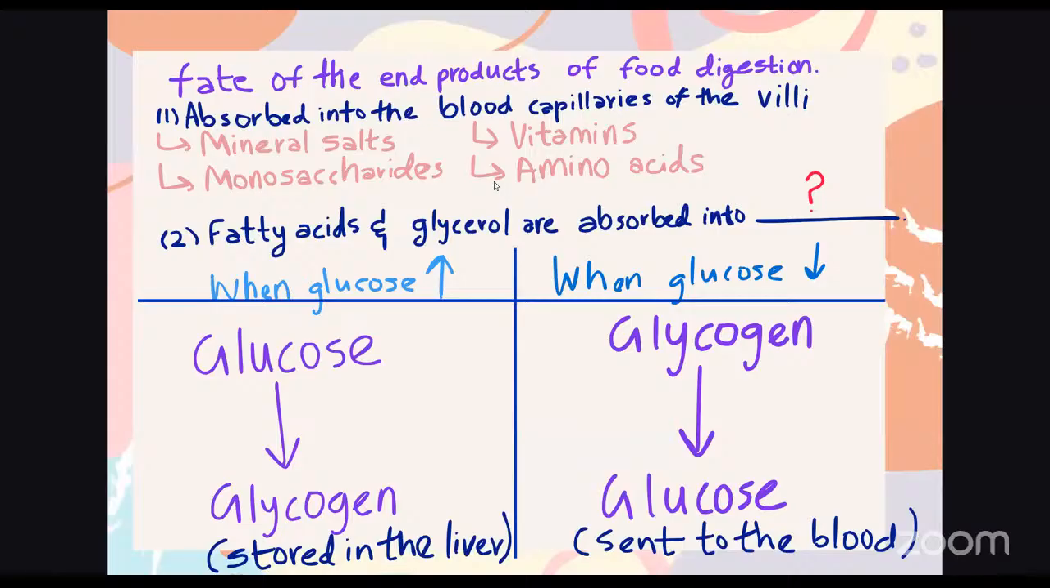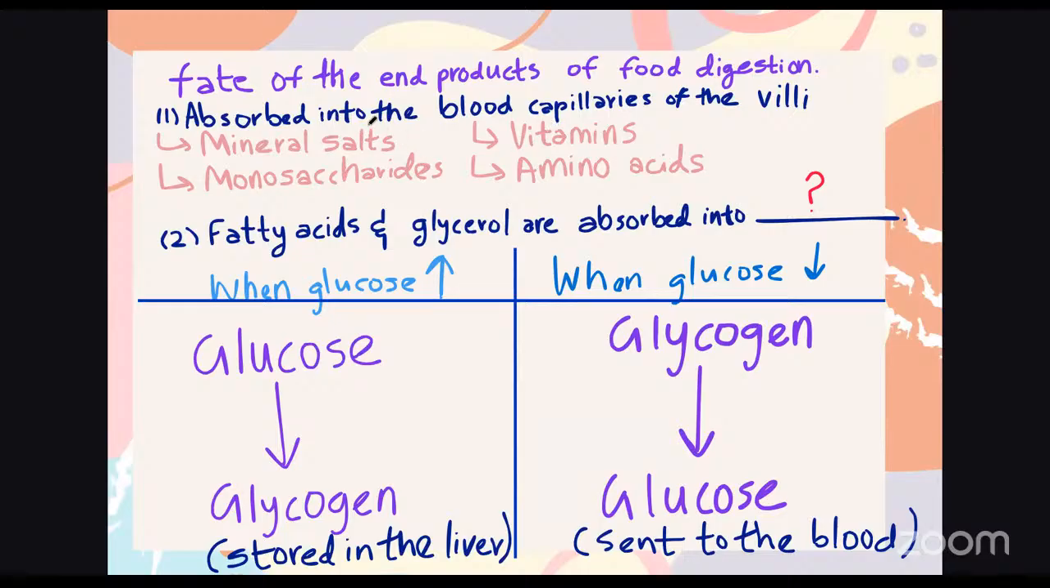Now we have certain compounds which are directly absorbed into the blood capillary. So we have mineral salts, monosaccharides like glucose, vitamins, and amino acids. You can see they're simple compounds, and they can be directly absorbed into the blood capillary. Blood capillaries have thin walls, so they're easily absorbed.